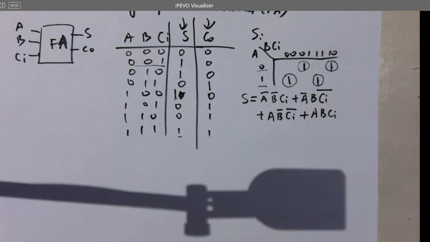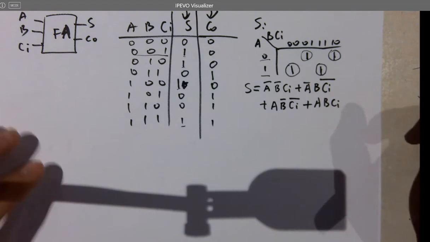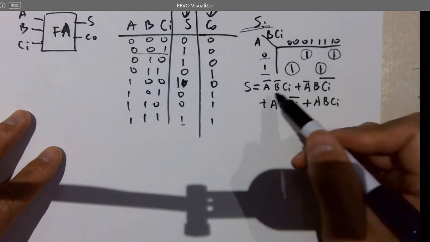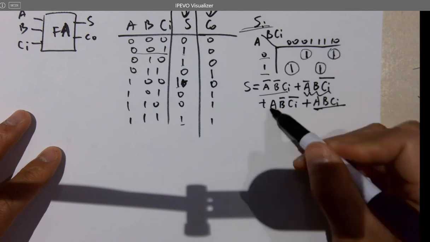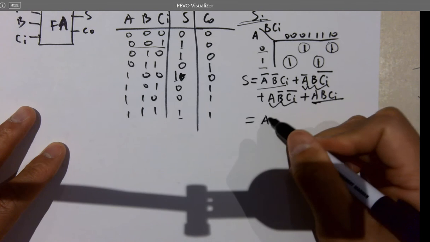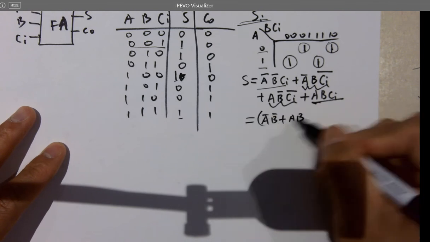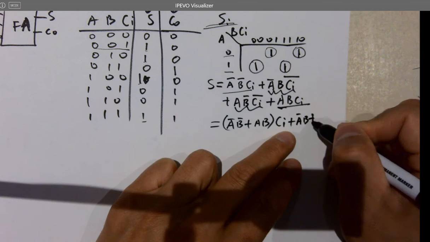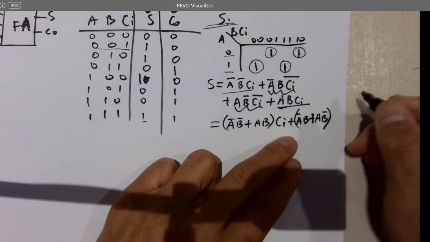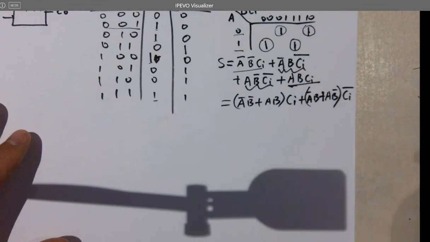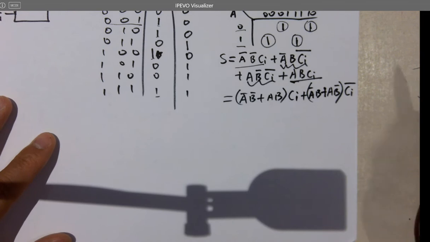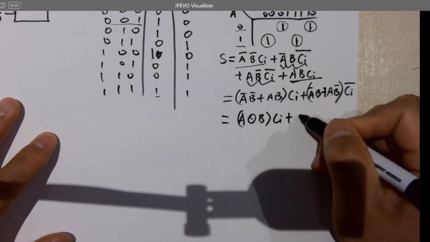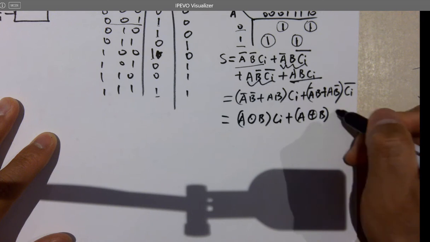Let's try to simplify this one if we can. Manually, not from the map. So the map is useless here, right? So we can combine these two and then these two together. So we're getting A naught, B naught, or AB, Ci, or A naught B, or AB naught, and Ci naught. So that's literally A XNOR B Ci, or A XOR B Ci naught.